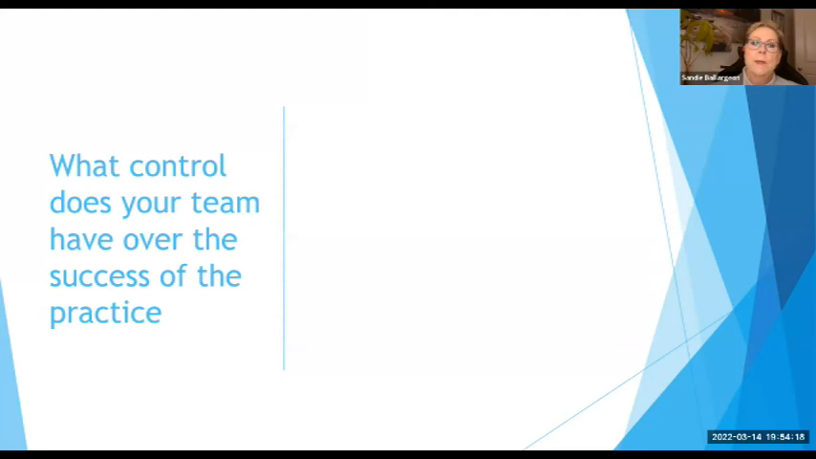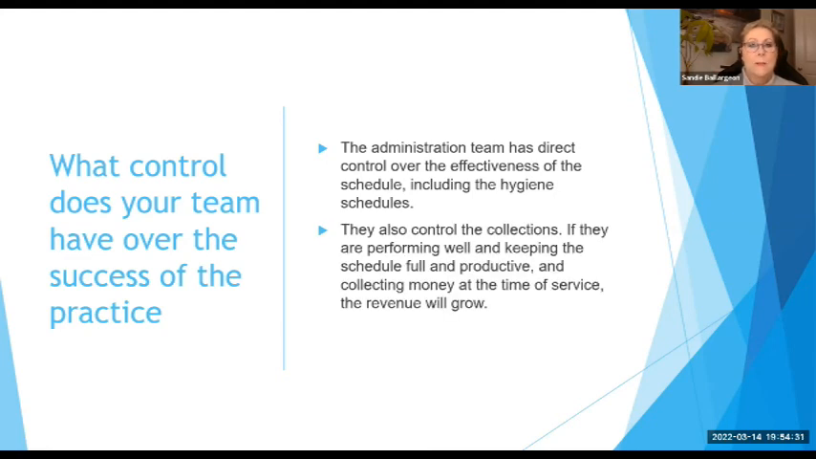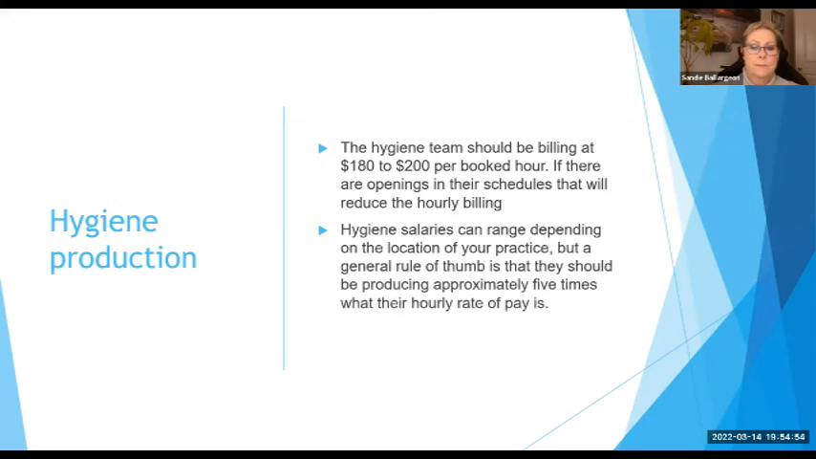What control does your team have over your practice success? They have all kinds of control. The administrative team has direct control over the effectiveness of your schedule. Remember, that's the most important thing, including your hygiene schedules. They also control your collections. They collect the money at the time of service. If they are performing well and keeping the schedule full and collecting money at the time of service, your revenue will automatically grow. Your hygiene team should be billing a minimum of $180 to $200 per booked hour. If there are openings in the schedule, that will reduce their hourly billing.